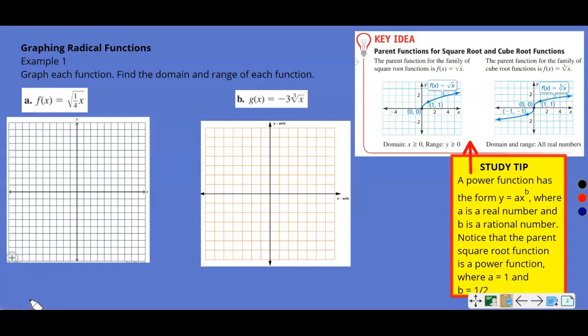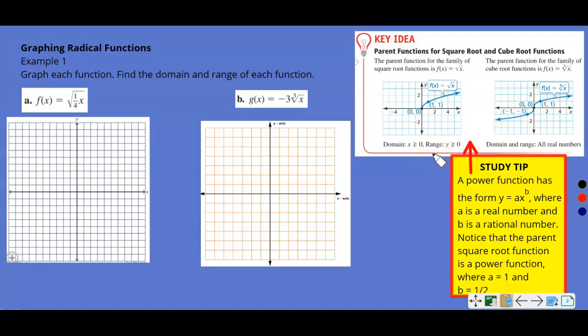Example 1, graphing radical functions. Graph each function, find the domain and range of each function. All right, so here's a couple examples of parent functions. So you've got the parent function, f of x equals the square root of x. So this is what the parent function of a square root looks like. And then this is the parent function of your cube root function, and it also has the domain and range here.